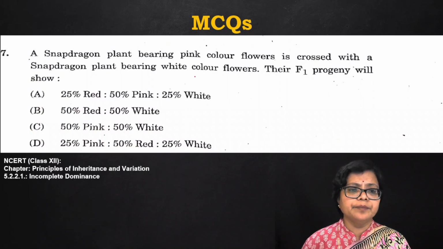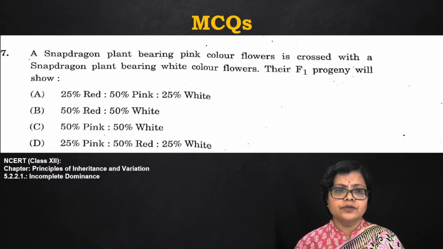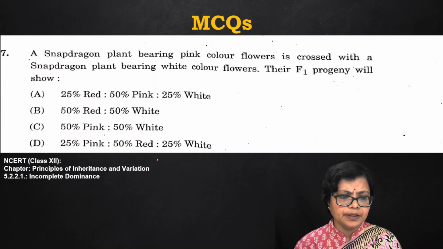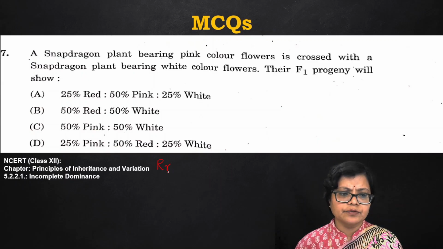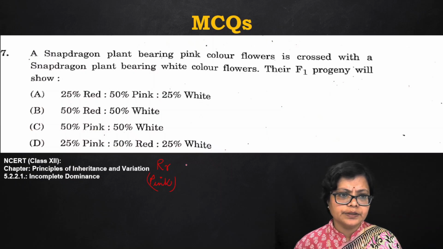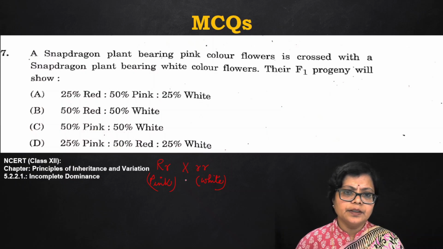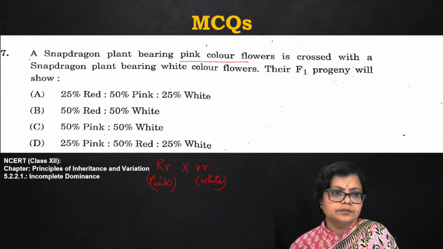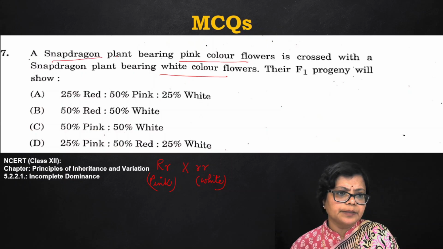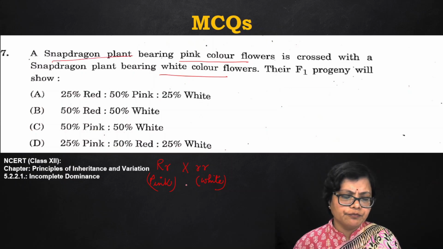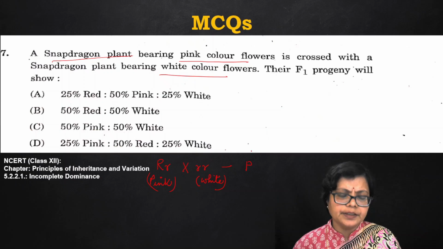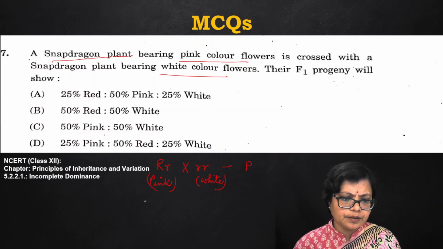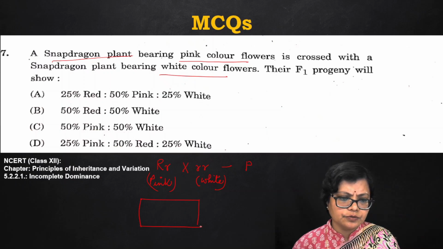Next, a snapdragon plant bearing pink color flowers is crossed with a snapdragon plant bearing white color. Pink color means heterozygous, capital R, small r. White color means homozygous recessive for the snapdragon. Pink color and white color. The F1 progeny, what will happen? With the help of a checkerboard we can show.